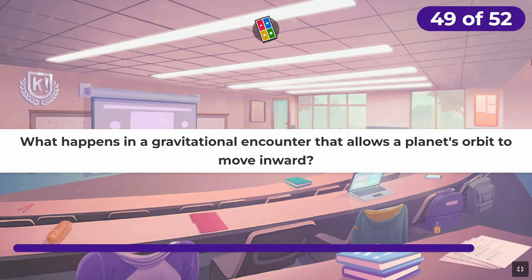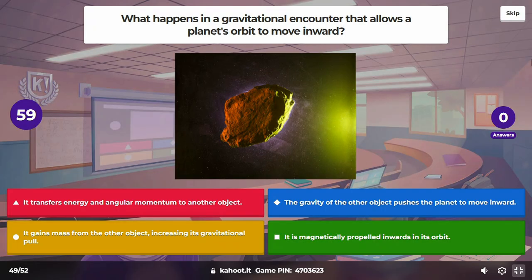So which of these is the most accurate way of describing how planetary migration might happen?